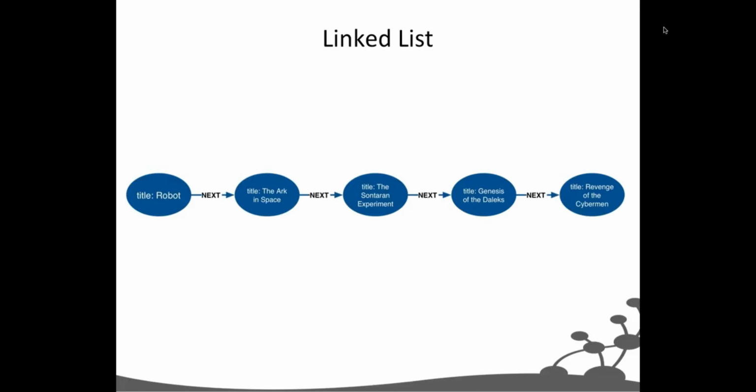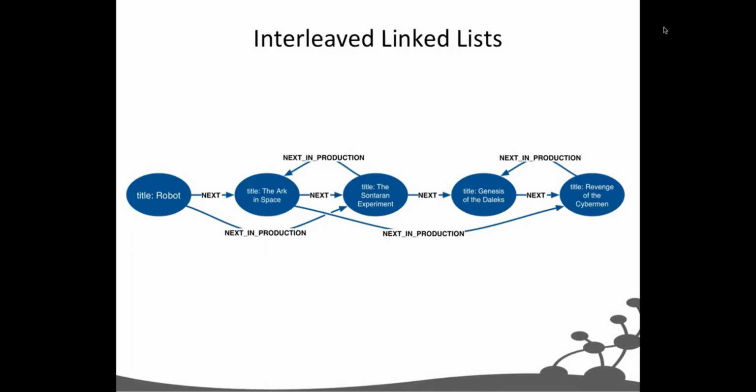I can write a Cypher query that looks for incoming next relationships and follows those. So I could start with Revenge of the Cybermen and work my way back in time, as it were, in order to find the reverse order in which these things were broadcast. Okay. So here I've structured these things on behalf of a particular use case, this use case being I need to be able to reconstruct all of the episodes in the order in which they were broadcast on TV.